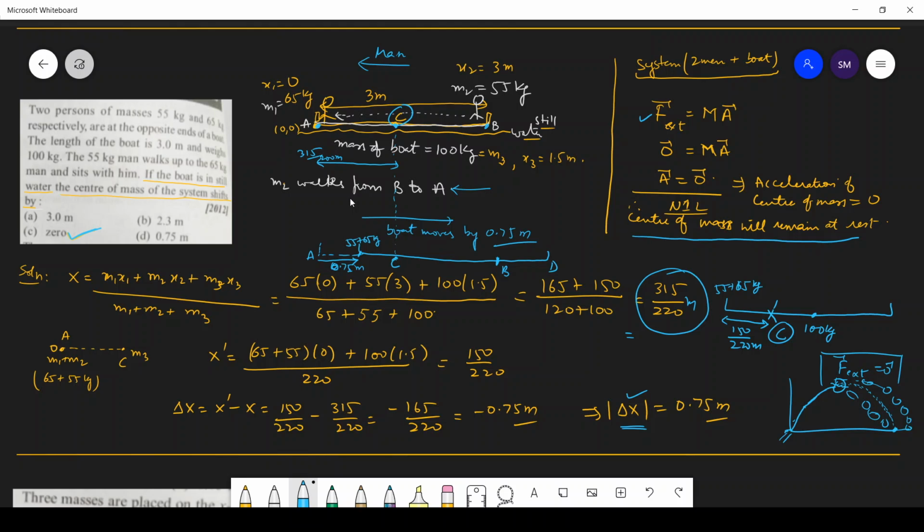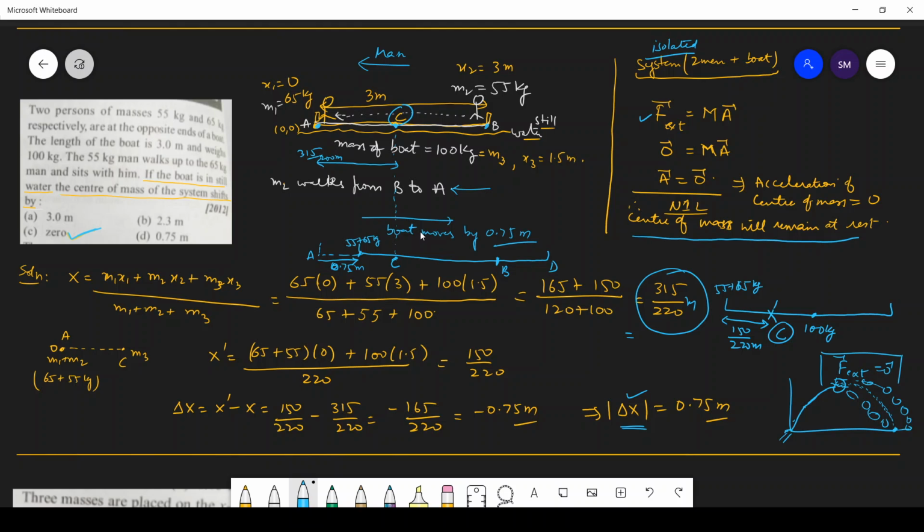Sir, I have a doubt. If we put more weight on one side, then the boat will tilt, and then the center of mass will not change. See, if you put more mass, but we are studying an isolated system. You cannot put more mass. That will be another question.